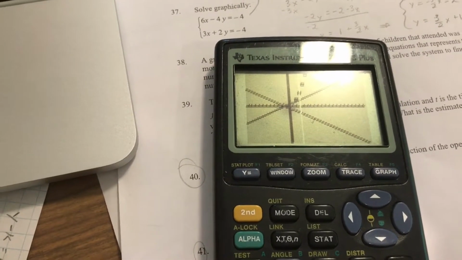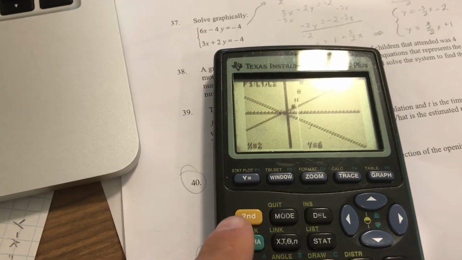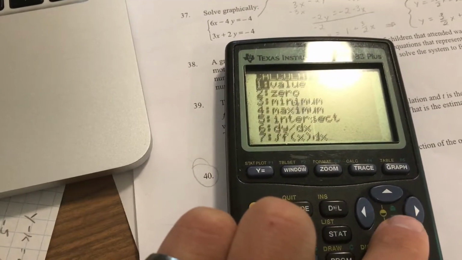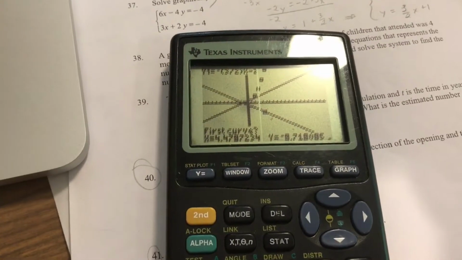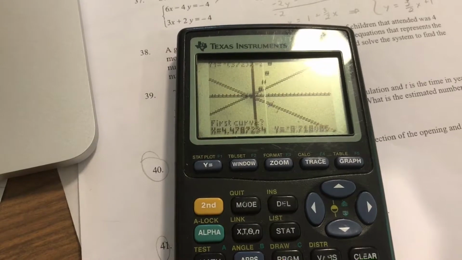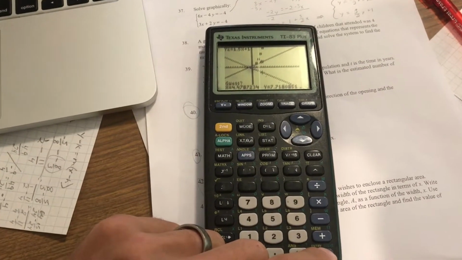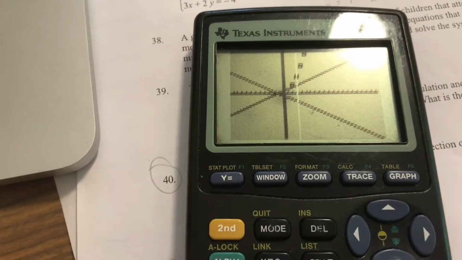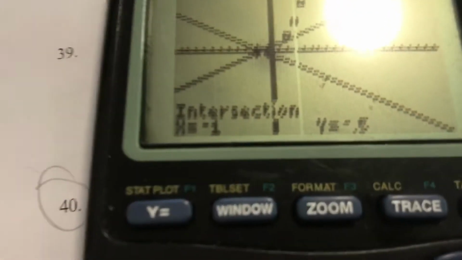So if I wanted it to do the work for me, I could go over to trace, or my apologies, second trace, so calc. And I'm going to go to, you guessed it, intersect. Now, I'm not really sure what the first curve, second curve are, so I'm just going to hit enter. And then guess. You might want to put your cursor up closer to where it looks like the intersection is. But for now, I'm just going to hit enter. And it says x equals negative 1, y equals negative 0.5.